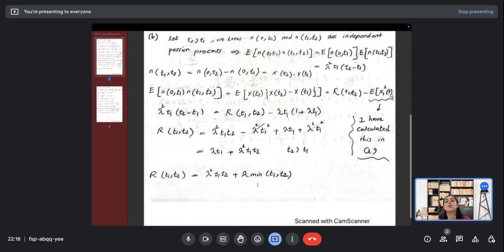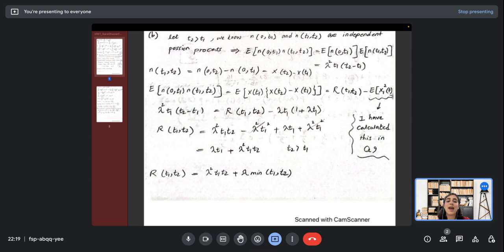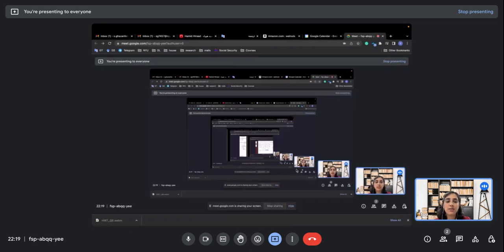But we should be aware that we had the assumption that t2 is greater than t1. So if we have it the other way, I mean, if t1 is greater than t2, this formula will be the same. Only lambda times t1 would be substituted by lambda times t2. So we can write down this part here plus lambda times min of t1 and t2. And yeah, thank you. That was my answer to question number 8.